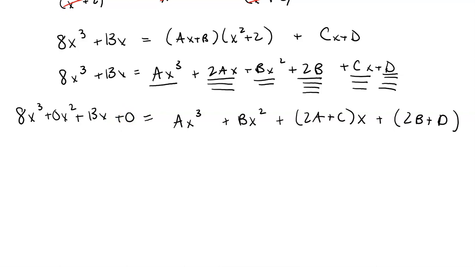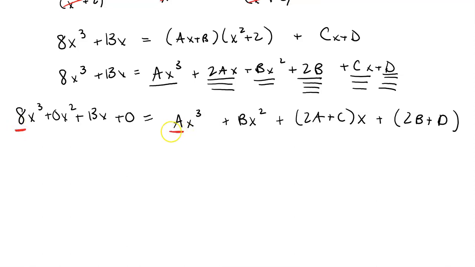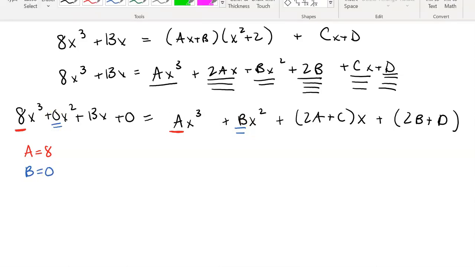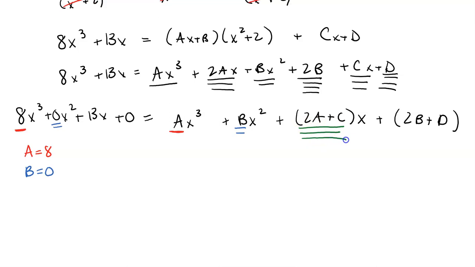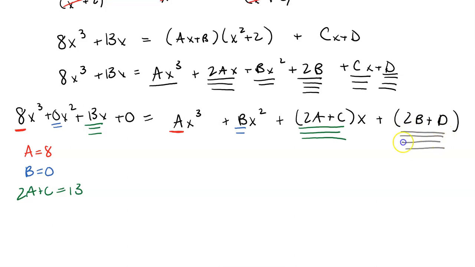So now we're going to set our corresponding coefficients equal. The first one I'll have is A equals 8. The second one I'll have is B equals 0. The third one I'll have is 2A plus C equals 13. And then the final one, the constants, will be 2B plus D equals 0.